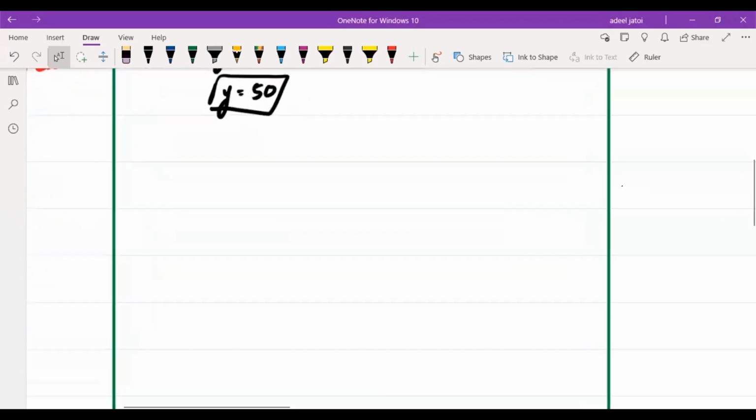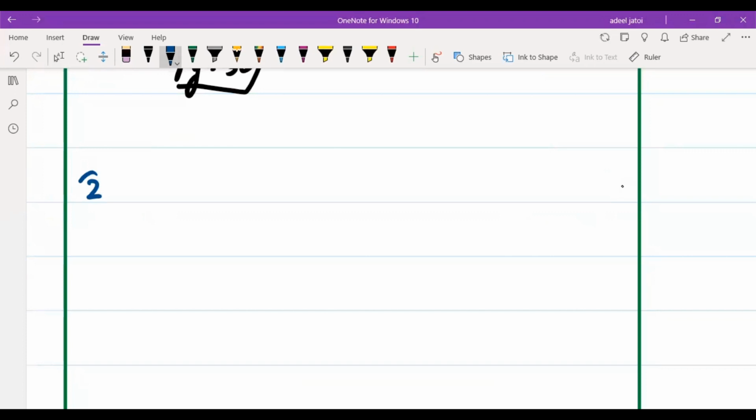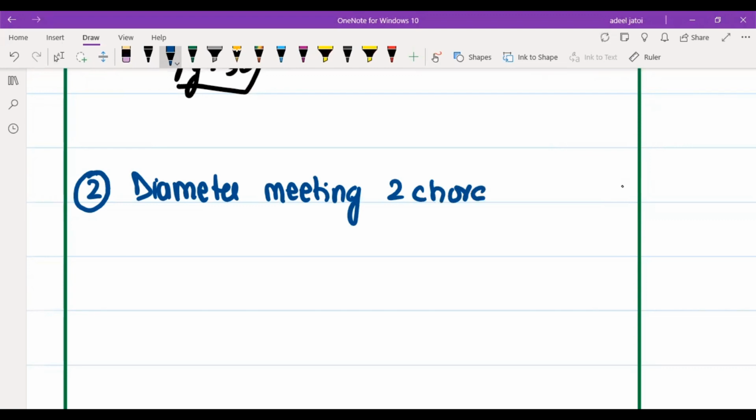Now let's work upon the second property, which is diameter meeting two chords. Number one, a diameter is a line which connects two points on the circumference and also crosses the center of the circle. A chord only connects two points on the circumference.